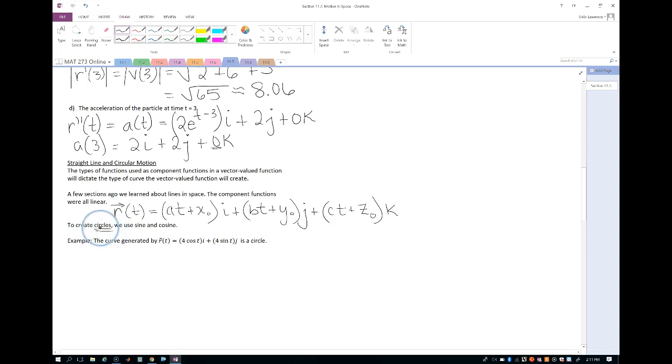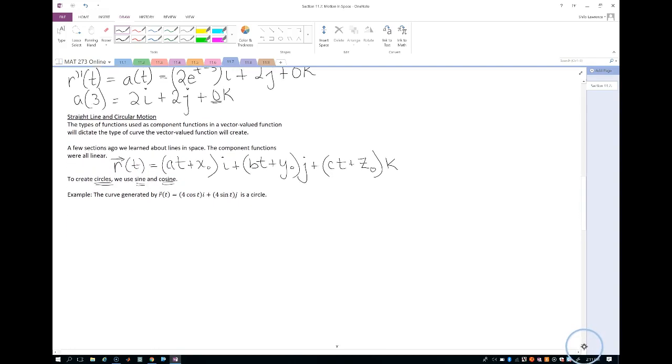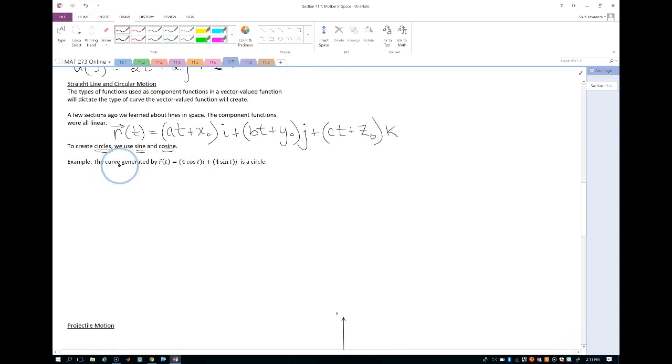And in order to create circles with a vector valued function, we have to use sine and cosine. So as an example, and I'm going to show you how exactly I figured this out, we're going to sketch a graph of the curve generated by r of t equals 4 cosine t i plus 4 sine t j. If you don't know that, that's a circle. What we can do is plug in some different values for t. Remember, this position function, even though it's a vector, could also just represent a point as well. The components can represent a point.